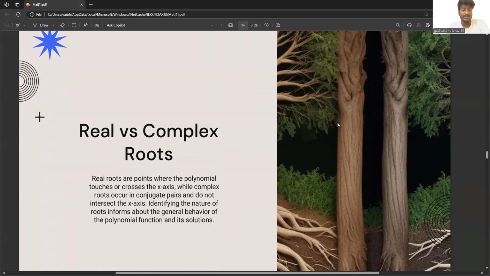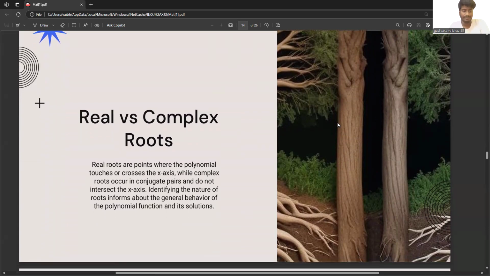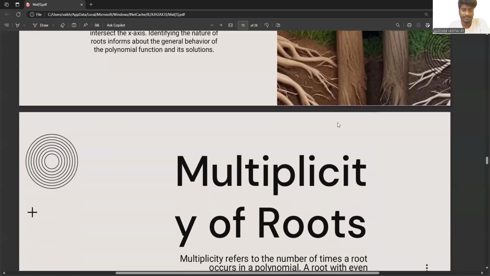Next, real roots versus complex roots. Real roots are points where the polynomial touches or crosses the x-axis, while complex roots come in conjugate pairs and do not intersect the x-axis. Identifying the nature of roots informs about the general behavior of the polynomial functions and its solutions.